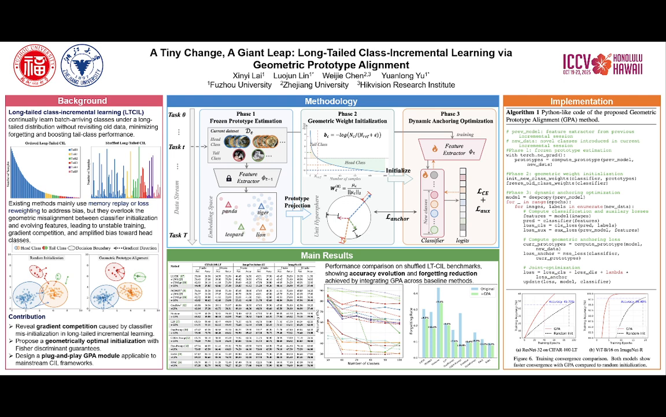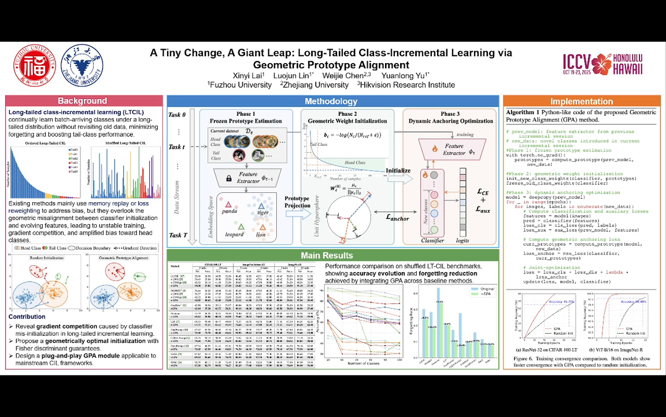The results speak for themselves. We integrated our GPA module into 10 representative CIL methods. As you can see in the main results table, GPA brings consistent and significant improvements across all methods and datasets. For example, on CIFAR-100-LT, GPA boosts the average incremental accuracy by up to 10.75%. More importantly, it specifically enhances tail class performance. Our method narrows the performance gap between head and tail classes by up to 18.6%, demonstrating its effectiveness in tackling the core issue of imbalance.